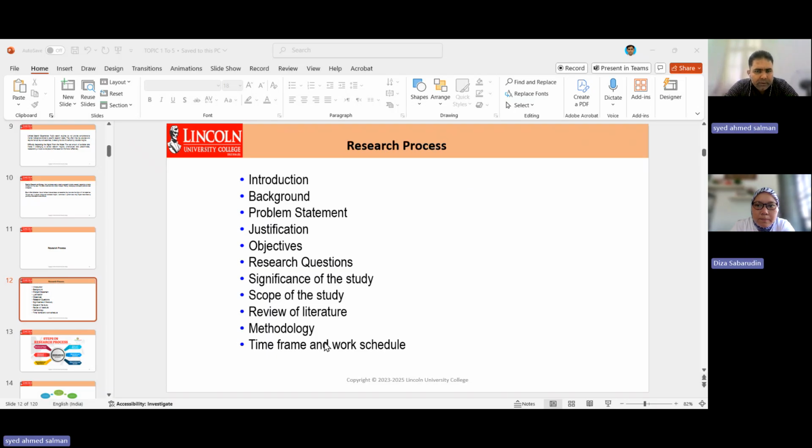Whenever you are writing the assignment, or the proposal for your project report, or the thesis, there are several elements that are very important to be included in the assignment, the project report, or the thesis. Please look at this slide and you will be able to understand what things to include whenever we are talking about marketing research.